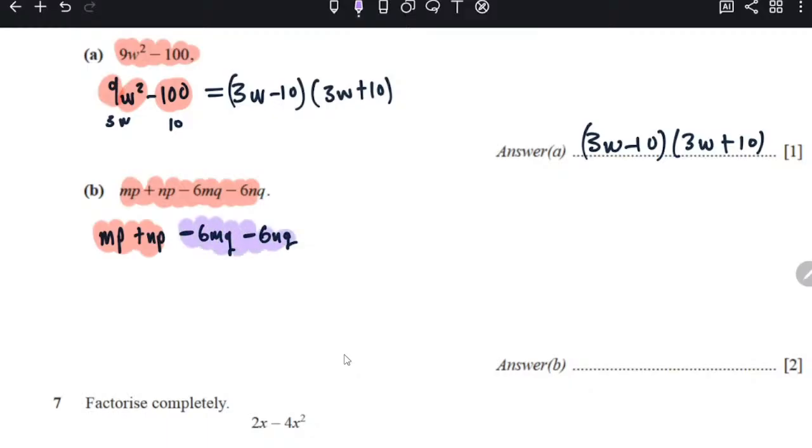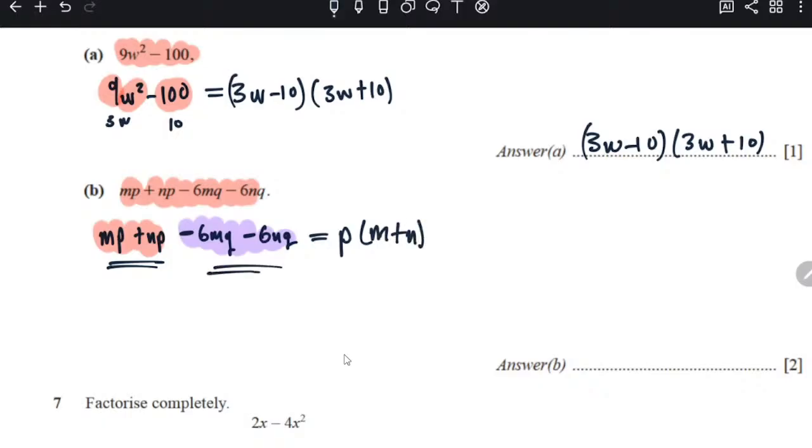Look at the first 2 terms. Tell me what number is common there. Do we have a number which is common in the first 2 terms? No. What letter is common in these first 2 terms? Yes, it's a P. So you put a P. Then what do you remain with? Here you remain with an M plus an N.